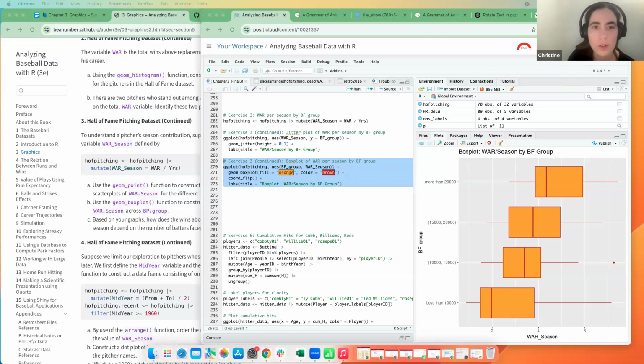Yeah, I was trying to see if the box plot was better. Yeah, I guess one way of interpreting it is, yeah, this is hard for me to understand. I think it seems like high batters faced, yeah, long careers. It's hard to put together.